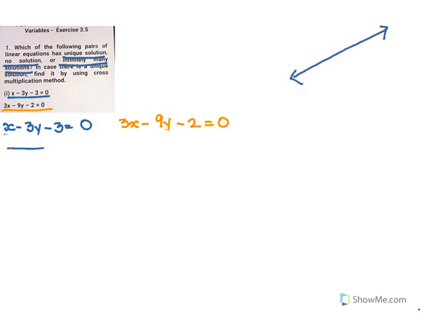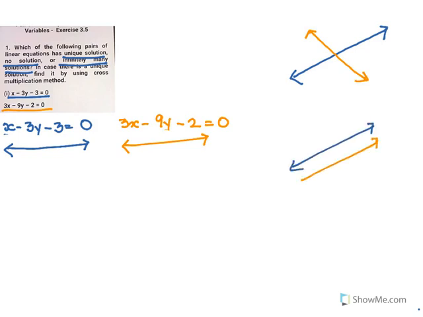So to go back, we said this equation is represented by one line, and this next equation can be represented by another line. So we have two lines, and these two lines could either intersect at one point, or they could be parallel, or they could be coincident, one over the other.